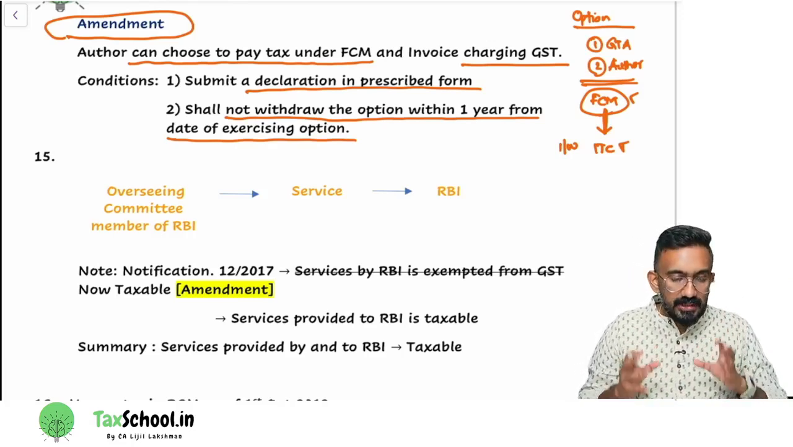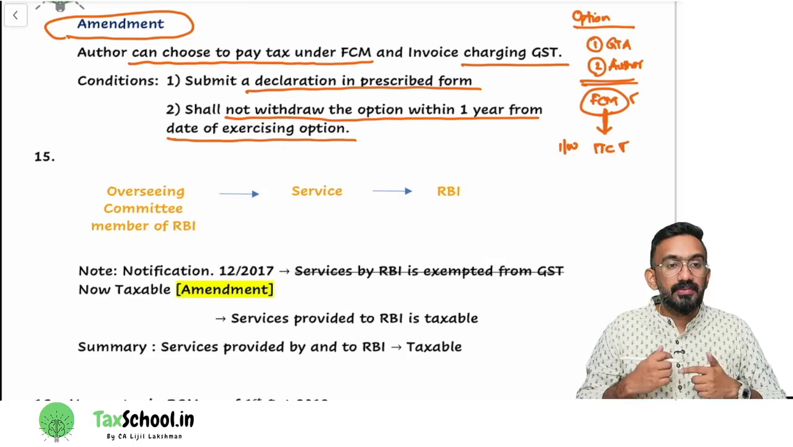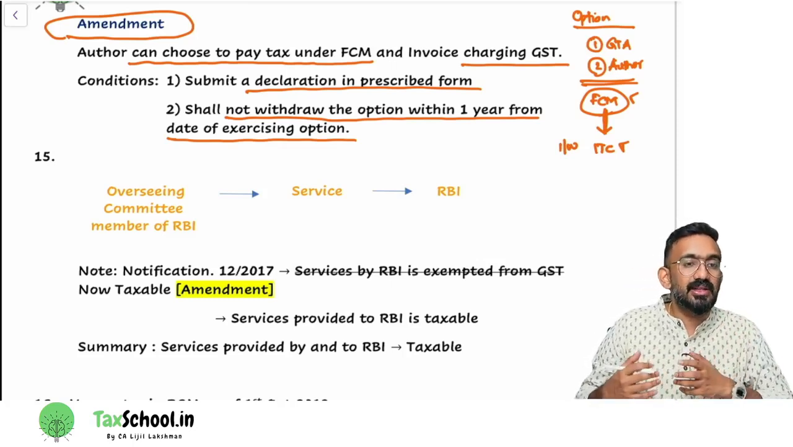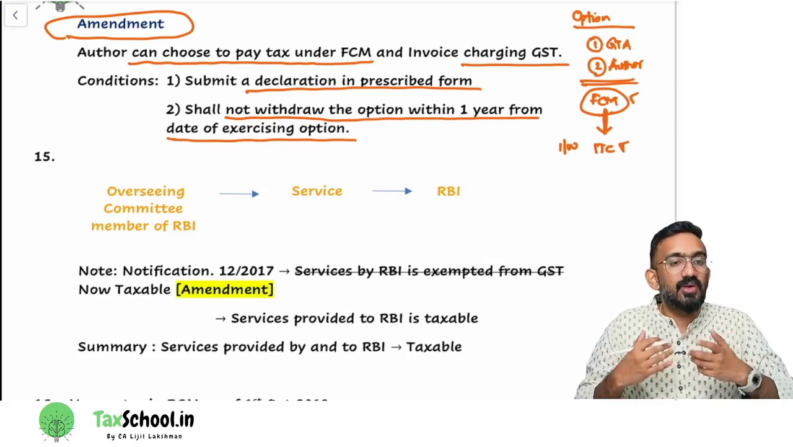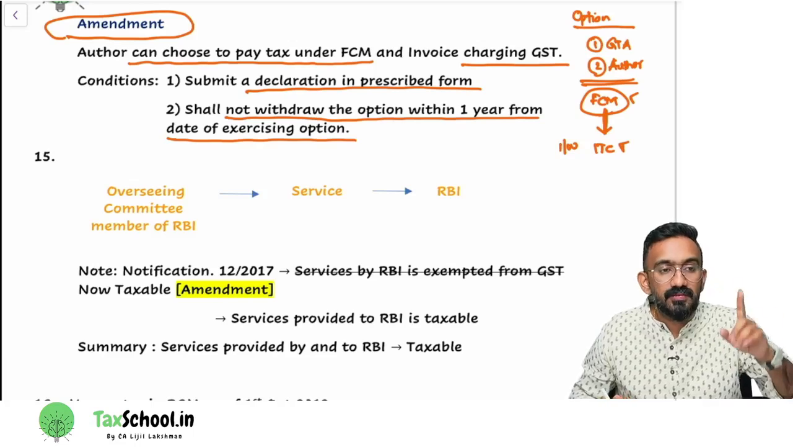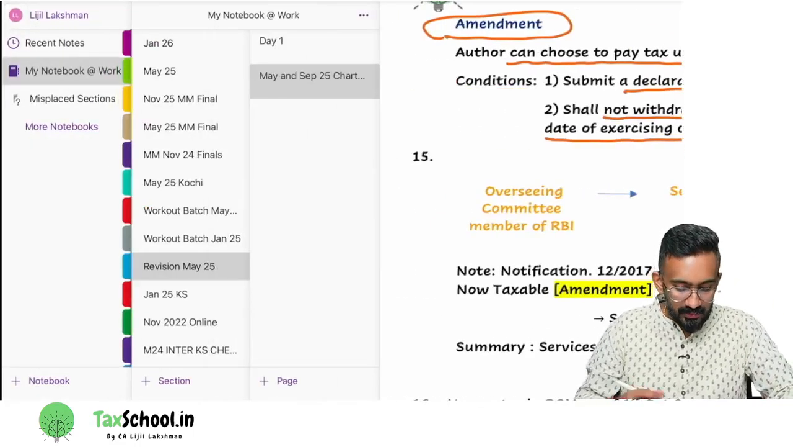So in that case, they should not take it for their own benefit. For a month where they have so many purchases, they will go for FCM. Next month where they don't have enough purchases, they go for RCM. That option is not allowed. Once they go for FCM, they will be in FCM for 1 year. This is the provision that we have.